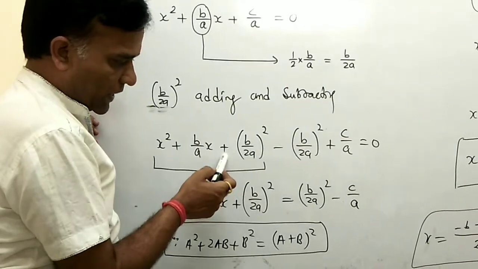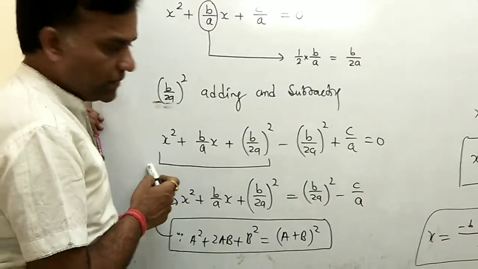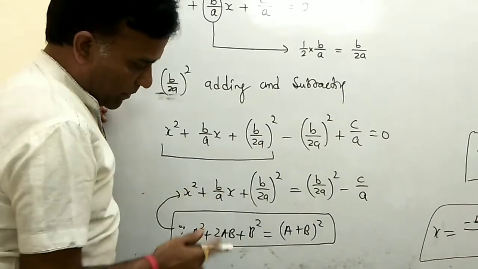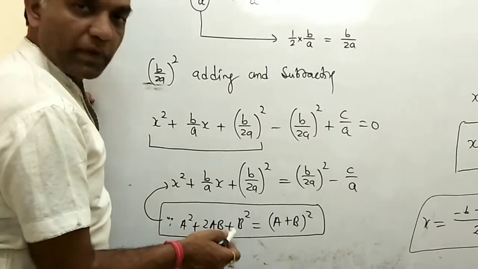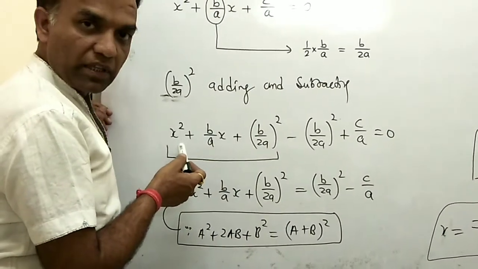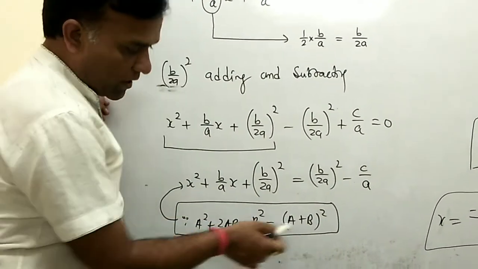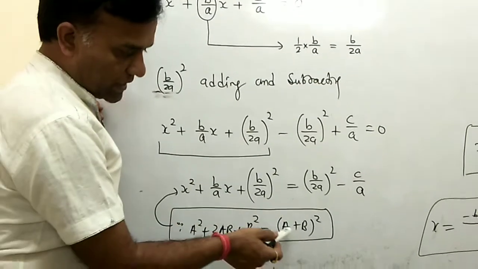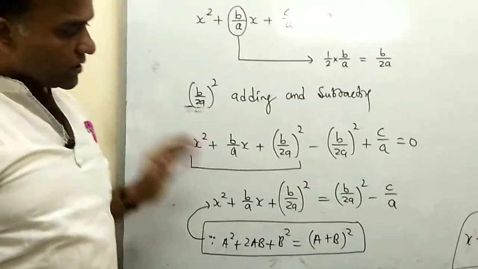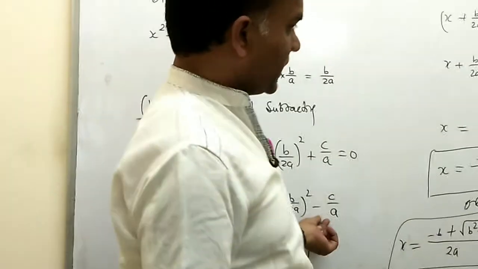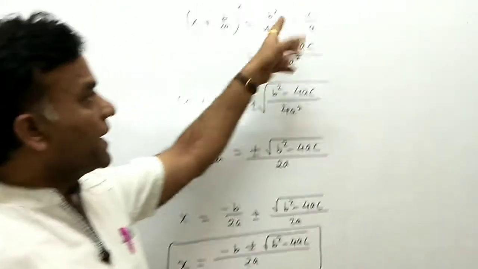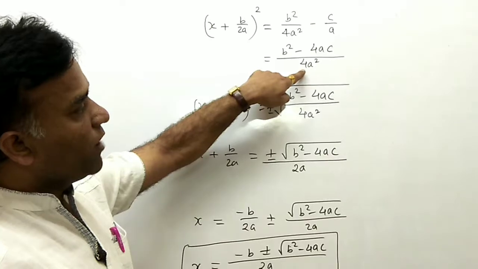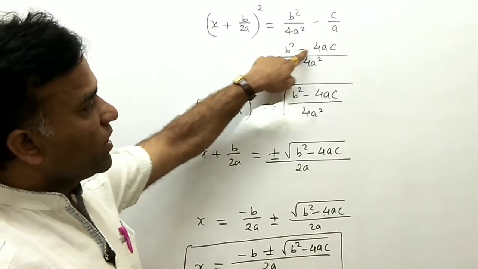Okay, so now these three terms you take separately, and these two terms you shift to the right hand side. These three terms make the identity a square plus 2ab plus b square, because here in the general form we have a plus sign, so it is the plus identity. If it were minus, you would use the concept of a minus b whole square. So now we simplify: (x plus b by 2a) whole square equals b square by 4a square minus c by a. After LCM you have 4a square, and then b square minus 4ac.